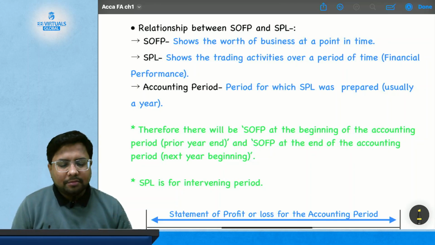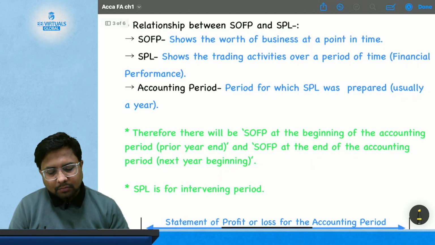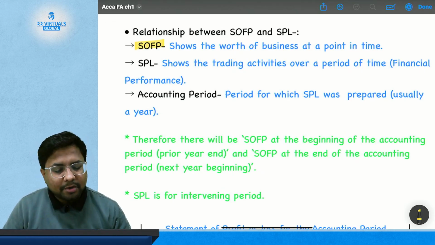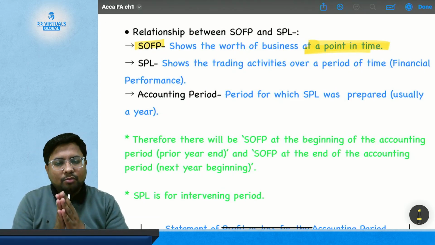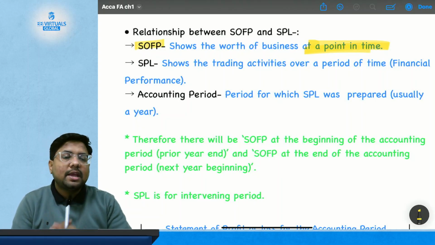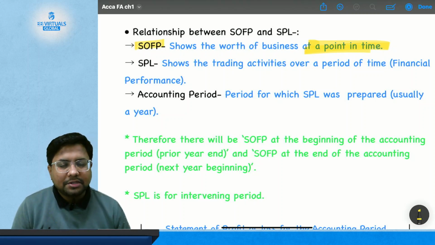So what were we studying? We were studying the relationship between SOFP and SPL. The statement of financial position will show you the worth of a business at a particular point of time. We have discussed this: suppose I need the financial position of my business as of 1st of January and as on 2nd of January, so there will be two separate statements of financial position.